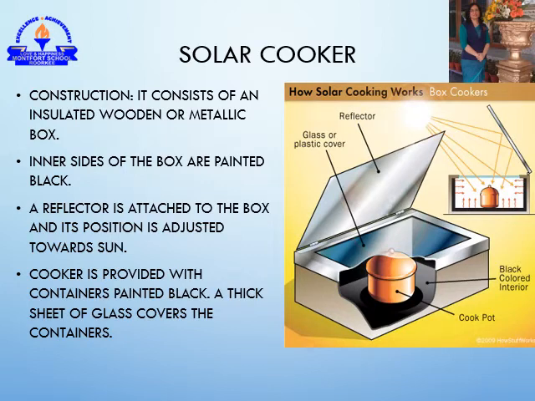One of the applications of solar energy is the solar cooker. Here we have a picture of a solar cooker and it shows that the solar cooker consists of a wooden or metallic box. The inner sides of the solar cooker are painted black. There is a reflector attached to the top of the box and its position is adjusted toward the sun from time to time. This cooker is provided with containers which are painted black and a sheet of glass which covers the container.